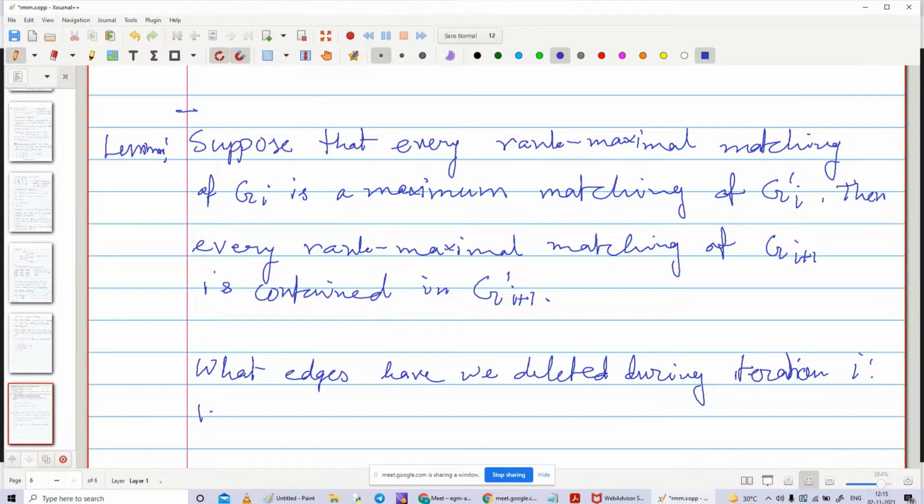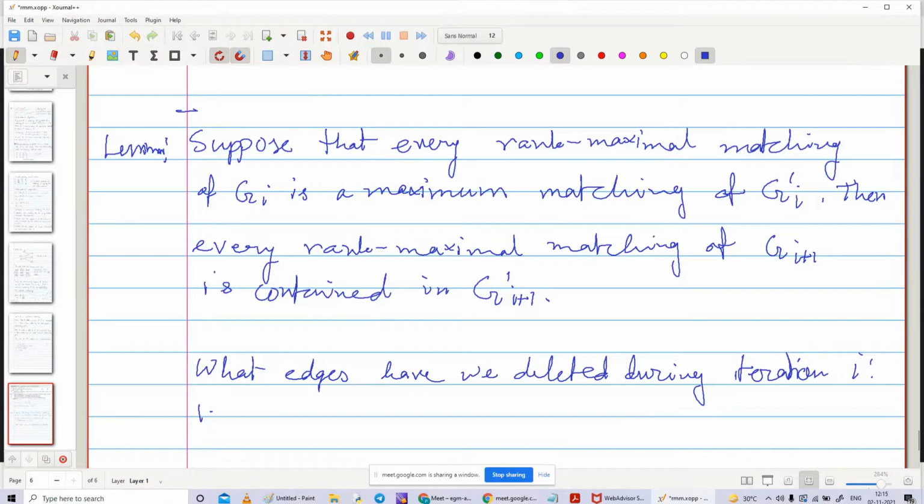No, this is like a generalized version. This is not the theorem. The theorem will come later. This is just a lemma that is needed to prove the theorem. So we'll have two lemmas, and after that we'll have the theorem.